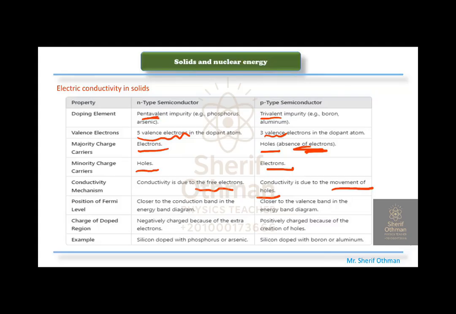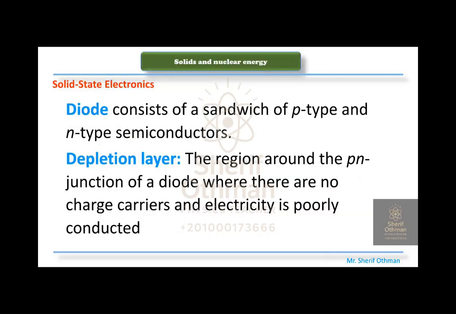Charge of the doped region: negatively charged because it has extra electrons, or positively charged because of the creation of holes and the shortage of electrons. Examples: silicon doped with phosphorus or arsenic, or silicon doped with boron or aluminum. So we have 2 types of semiconductors, one called P-type and the other called N-type. And now we know the difference between them.